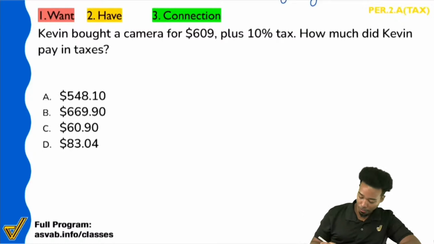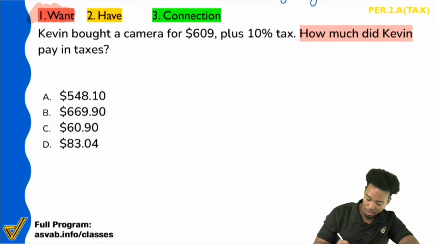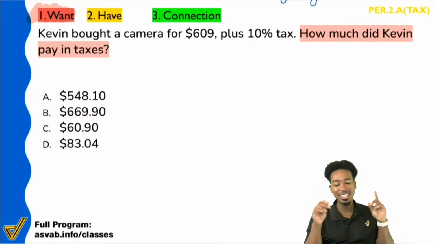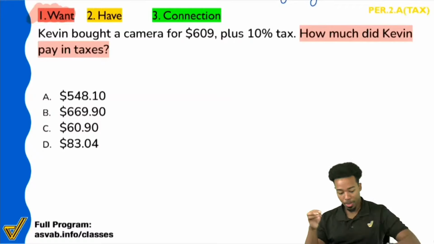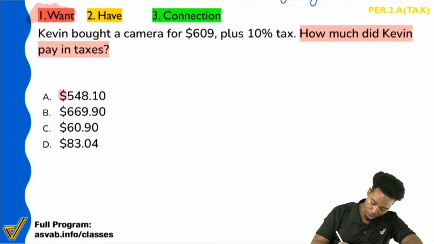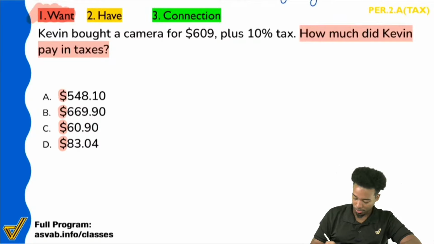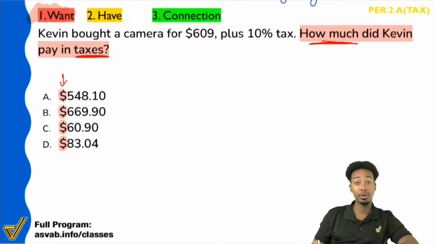So first things first, again, what do we want? Let's highlight that right here. How much did Kevin pay in taxes? Okay, let's get into that. How much did Kevin pay in taxes? So if you look at your answer choices, notice that those are dollar signs, right? So it looks like what we're looking for here is, again, the taxes, how much in taxes, we have a dollar amount.